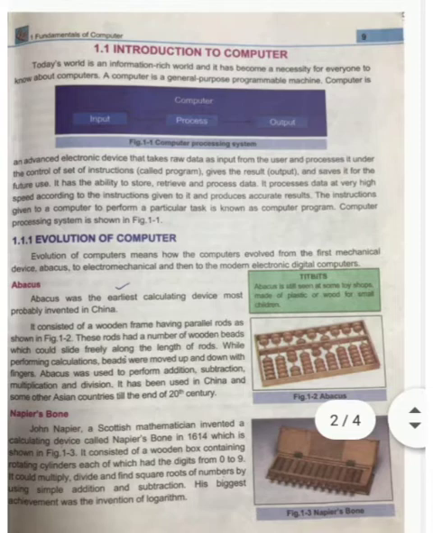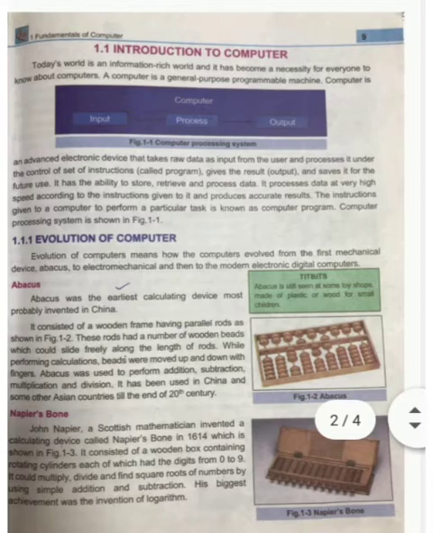It consists of a wooden frame having parallel rods. The rods have a number of wooden beads which slide freely along the length of the rods. The abacus was used for calculating, performing operations like addition, subtraction, multiplication and division by using the beads and rods. The beads are moved up and down with fingers along the length of the rods.